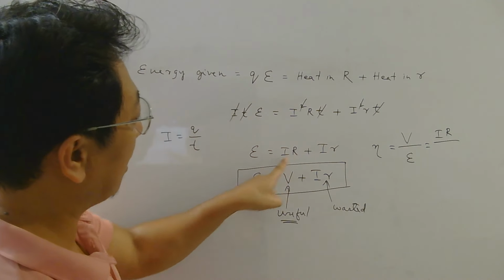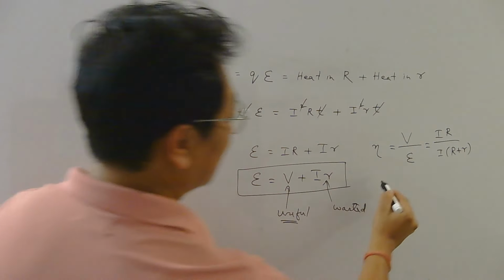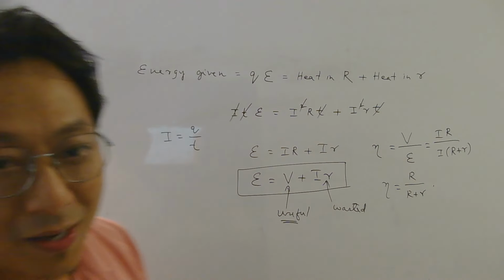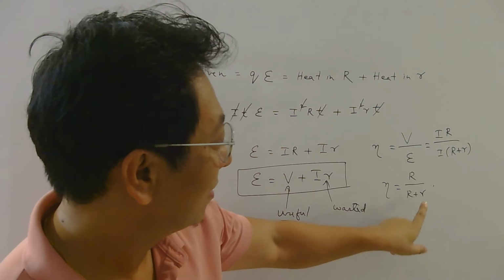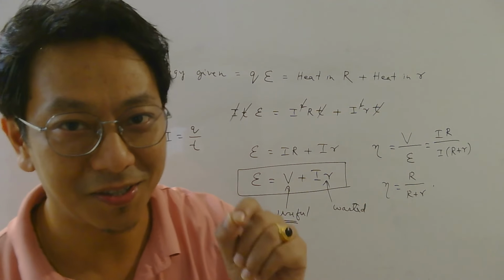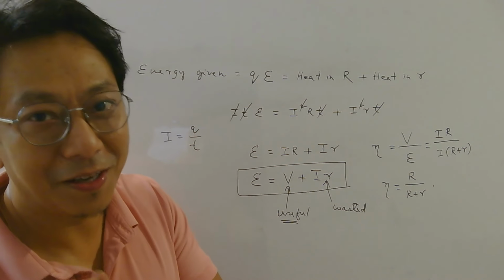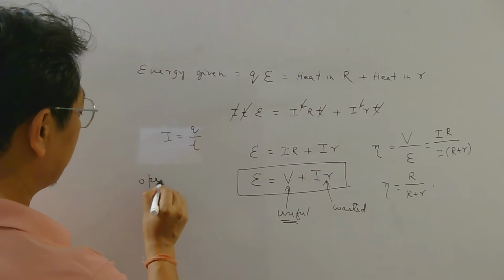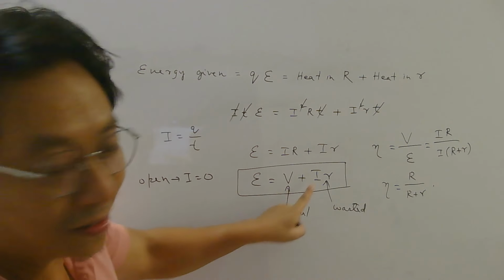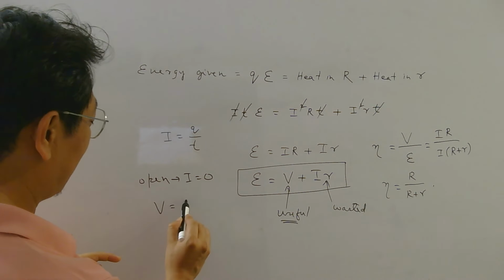I common R plus small r, isn't it? So the efficiency of the cell would be R by R plus r. And if your battery is ideal, if your cell is ideal, which means internal resistance is 0, then the efficiency will be 100%, right? And I think now you will understand the NCERT definition, which says that in open circuit, so when you keep the circuit open, there is no current flowing, right? In that case, the potential difference across the terminals of the cell will become EMF.